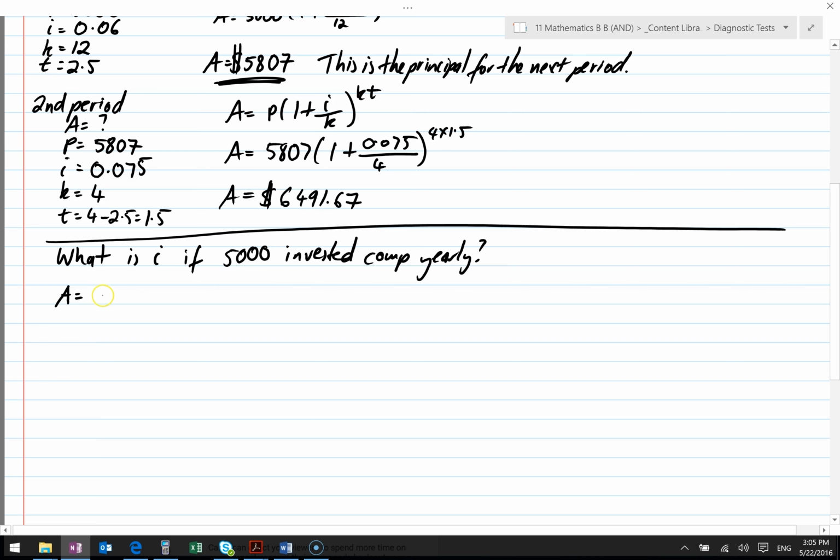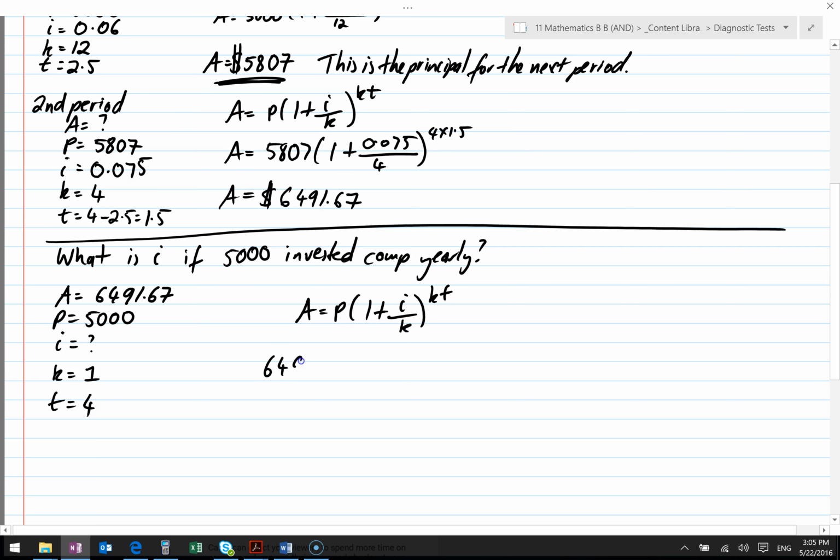So we need the final amounts to be the same. This is probably the key part. So we need that final amount. We're still investing that same amount. Our interest rate we don't know, but we're compounding yearly for a period of 4 years, and we need to solve for i. So the formula is as per usual. Okay, and we'll slot in all of these values and see if we can go ahead and solve.